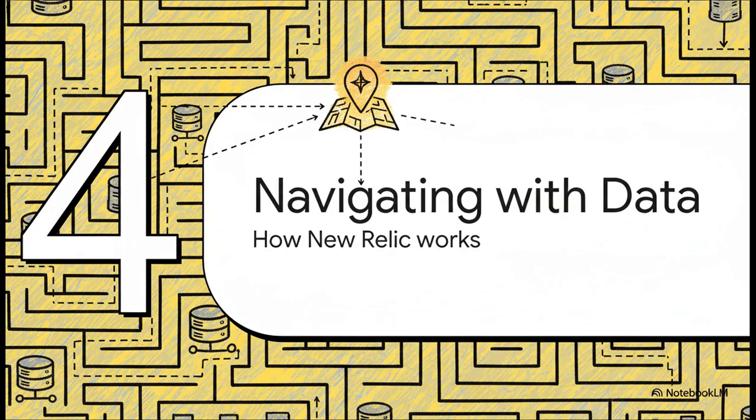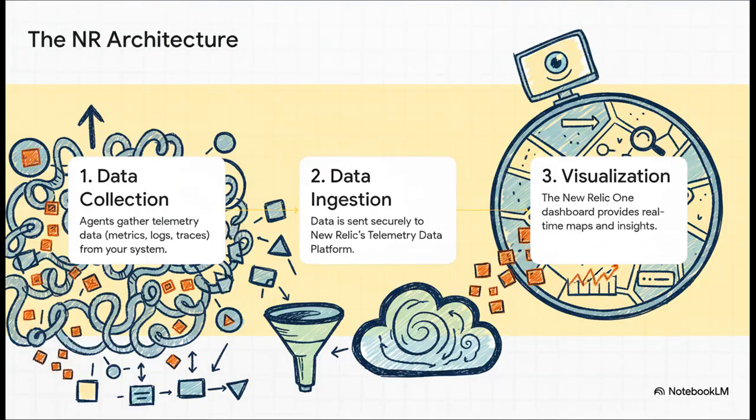Okay, so we have the data: the metrics, logs, and traces. But how does New Relic actually draw the map? Let's take a quick look at how the platform pulls all of this information together in real time. It's really a pretty straightforward 3-step process.